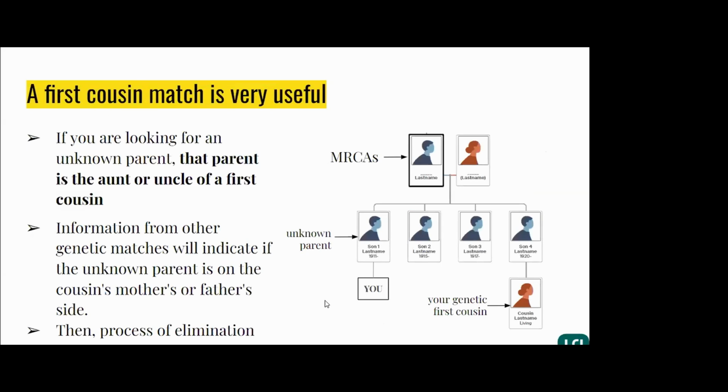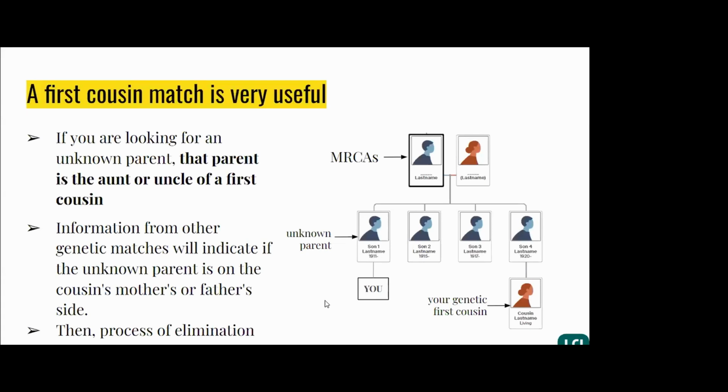So the first cousin match is incredibly useful if you're looking for a parent, or in this case, an unknown father, because if you look at that cousin's tree on Ancestry, and they only had one uncle, you would be done, because that uncle would be the father you were looking for. And then traditional research takes over, and you need to work with records, dates and locations to see if you can corroborate what the DNA is telling you.